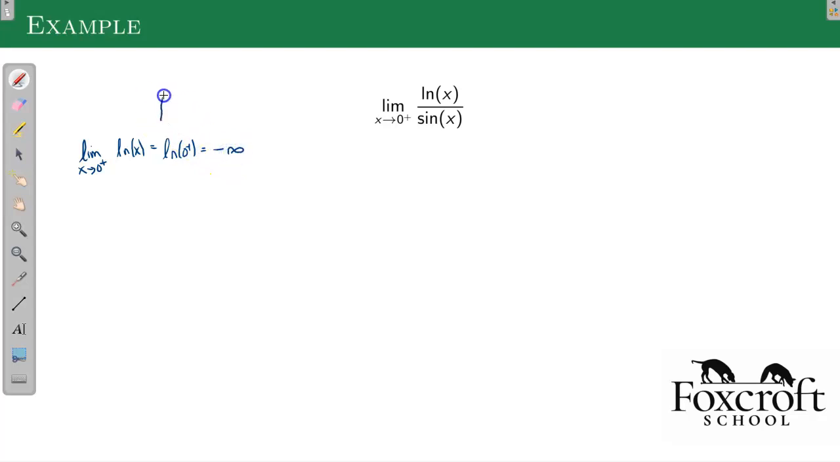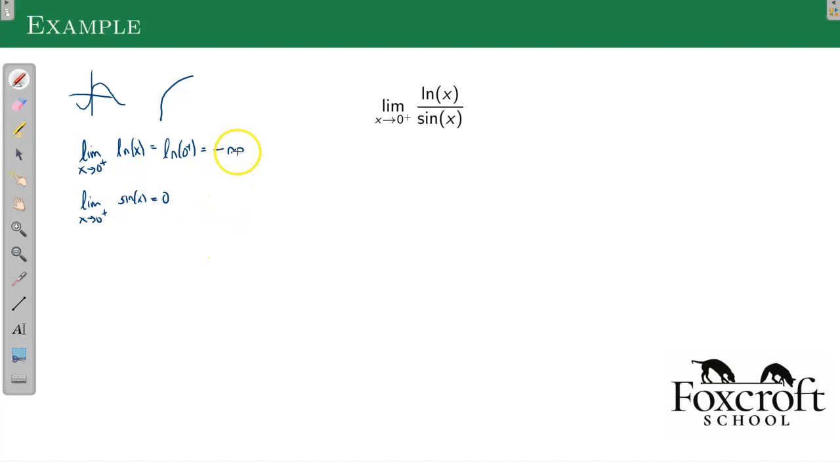All right, so the natural log graph looks like this. So as I get from 0 to the right, I go down to negative infinity. The limit as x approaches 0 from the right of sine of x. All right, sine looks like this. So as I'm coming from 0 from the right, I actually go towards 0.